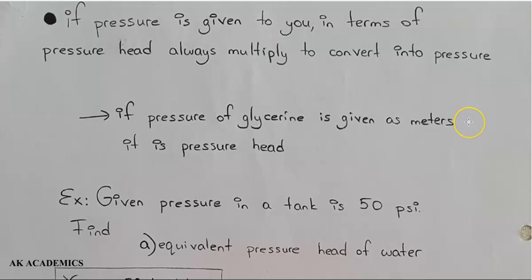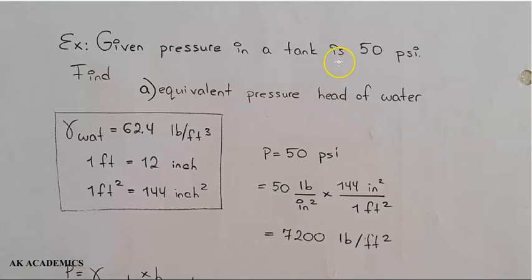Okay? If pressure is given to us in terms of pressure head, always multiply to convert into pressure. That's what I just mentioned now. If the pressure of glycerin is given in meters, it is a pressure head. Then we can go ahead and make some conversions into pressure if we want to. For example, given that the pressure in a tank is 50 psi, psi meaning pounds per square inch, find the equivalent pressure head of water.